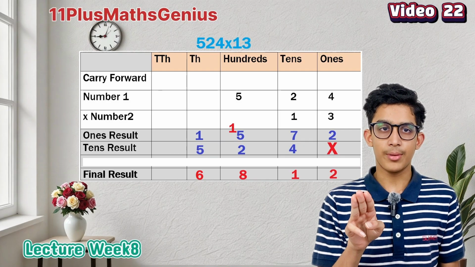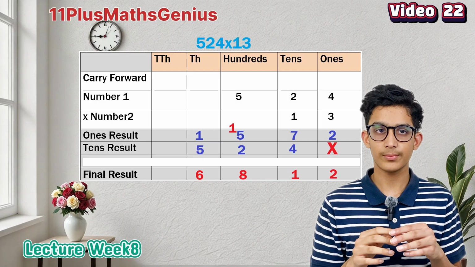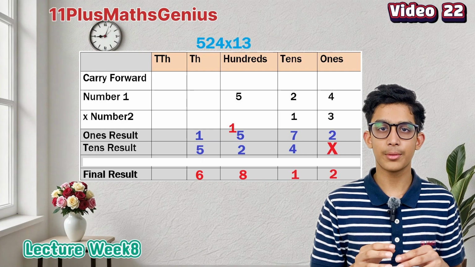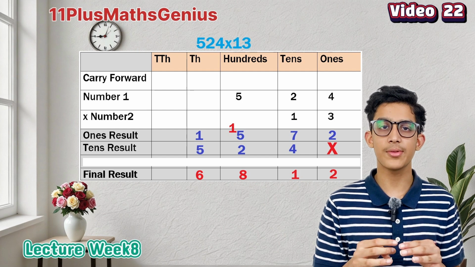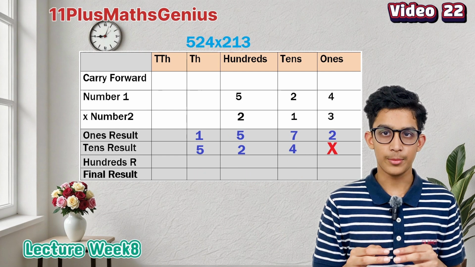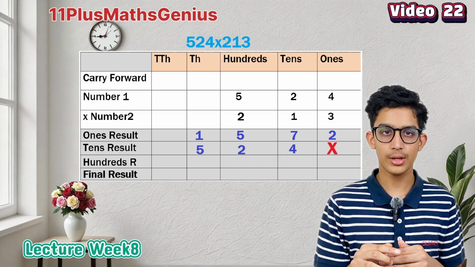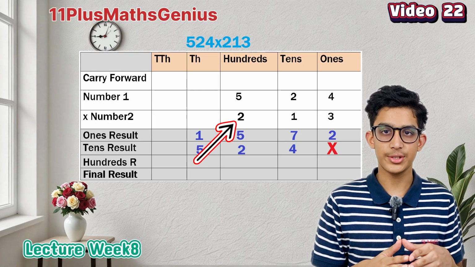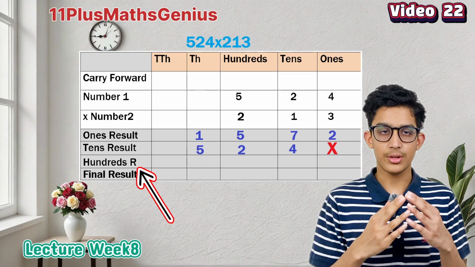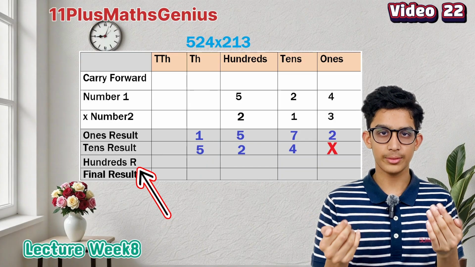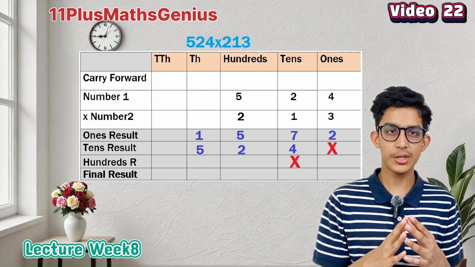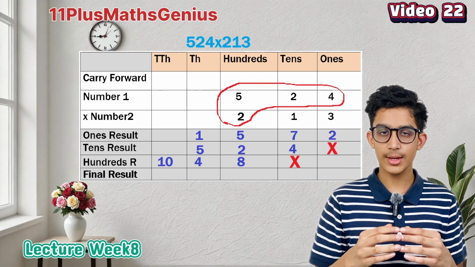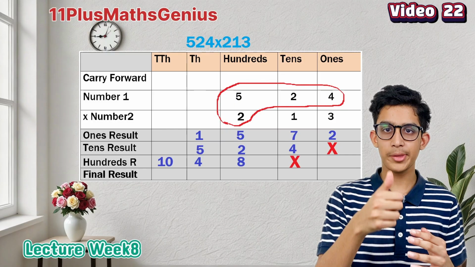3 digits by 3 digits multiplication. If the second number is a 3-digit number, for example, 524 times 213, the multiplication process of ones and tens is the same. For multiplying the hundreds digit, 2, we add another line below the tens result. Then block the tens column and do the multiplication as normal. Then we add all columns to get the final result.